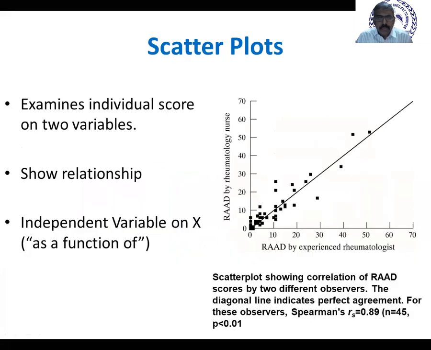Okay, so something called scatter plots. Scatter plots usually show the relationship between two variables. Both are two different variables, but they show the relationship. So here is basically a joint count done by a rheumatologist and done by the nurse, so whether it is correlating or not correlating. To show the correlations, we use something called a scatter plot.